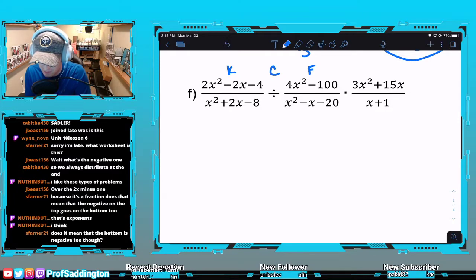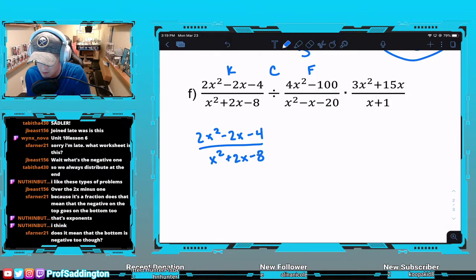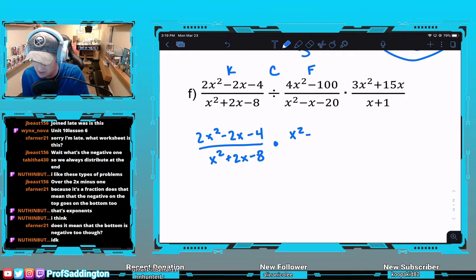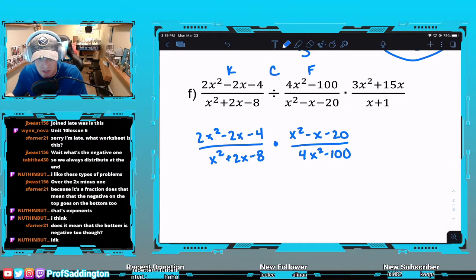So I'm going to keep that first fraction. I'm just going to rewrite it. I'm going to change that division sign to multiplication. And I have to make sure that I'm flipping that second fraction over. So I'm going to have the x squared minus x minus 20 on the top, all over the 4x squared minus 100 on the bottom. As far as the last fraction goes, because it's multiplication, we just leave it the same.